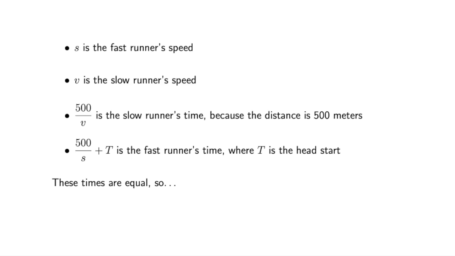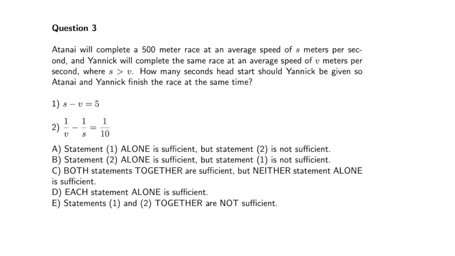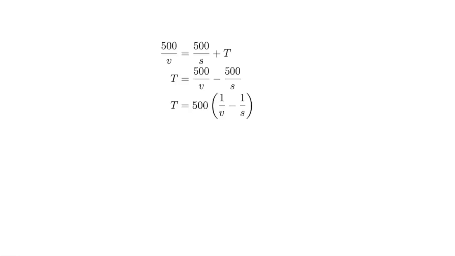And so if we just write down the equation, we get 500 over V is 500 over S plus t. And if we solve for t, factor out the 500, we learn that t is just 500 times 1 over V minus 1 over S. And so now if you just look at the statements, well, statement 2 tells us 1 over V minus 1 over S. So statement 2 is certainly sufficient alone. Statement 1 doesn't tell us 1 over V minus 1 over S. And it's the value of 1 over V minus 1 over S that determines the answer to the question.